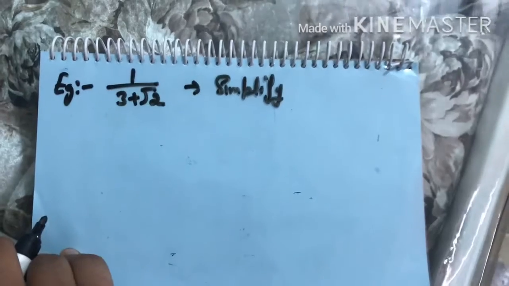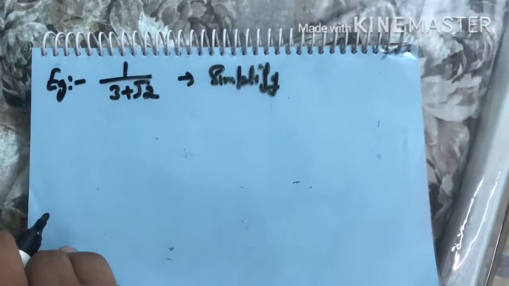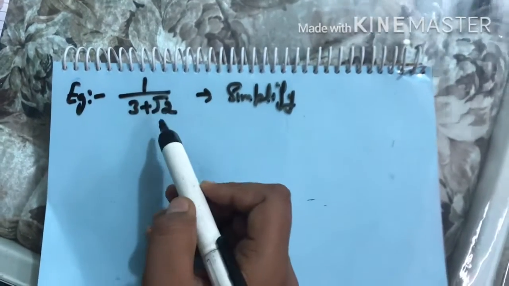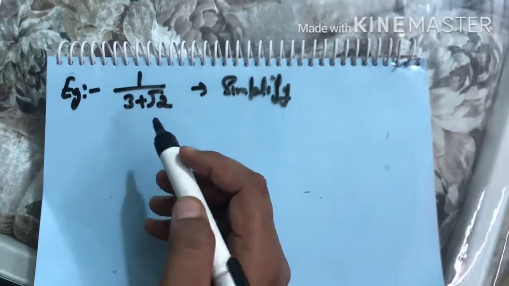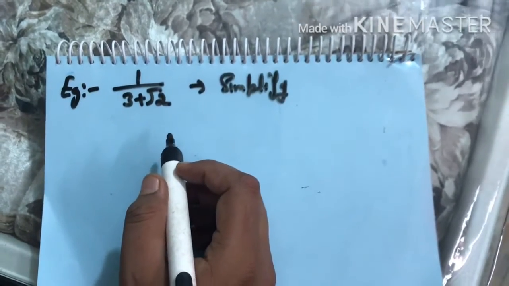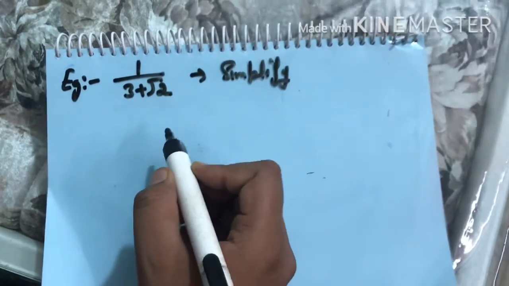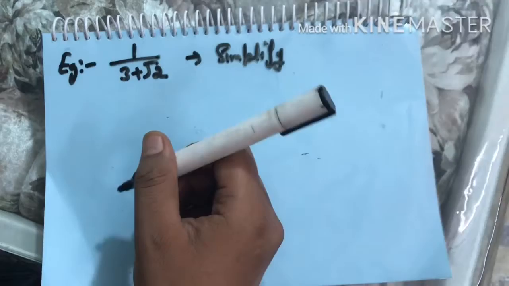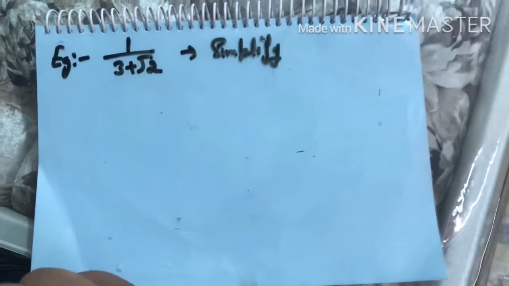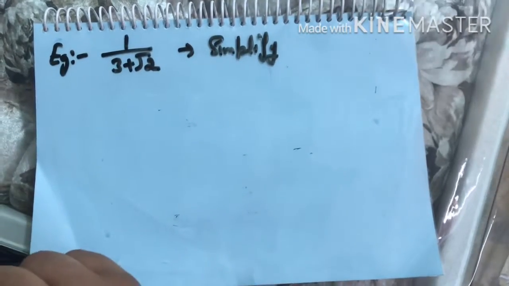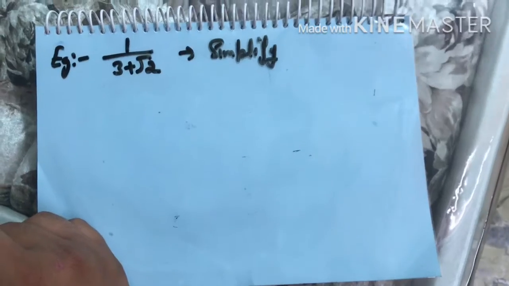Basically we never use surds or an irrational part in our denominator. You know that the upper portion is called the numerator and the lower portion is called the denominator. We always try that the denominator should not contain any surds or irrational number. Because of this, we use a process called rationalization, so that we can eliminate the surds or irrational part from the denominator.